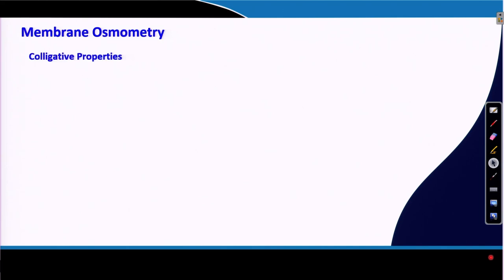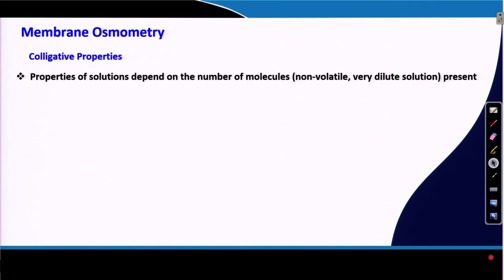Membrane osmometry is based on colligative properties of a solution, and from your previous knowledge, you know that colligative properties of a solution depend on the number of molecules. Now, when you talk about number of molecules, the molecules should be non-volatile and the solution very dilute. So, the magnitude of colligative properties of a solution depends only on the number or moles of solute present in the solution.